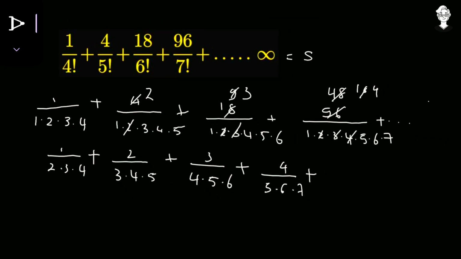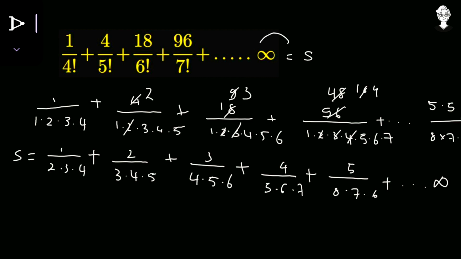Now as per the pattern present in the numerator, this term is going to be 5 into 5 factorial and the denominator is going to be 8 factorial. So 8 factorial is the same as 8 into 7 into 6 into 5 factorial. So 5 and 5 factorial got cancelled out. So what we have is 5 upon 8 into 7 into 6, and this pattern will go up till infinity. Okay, and this thing is equal to S, as we have considered.